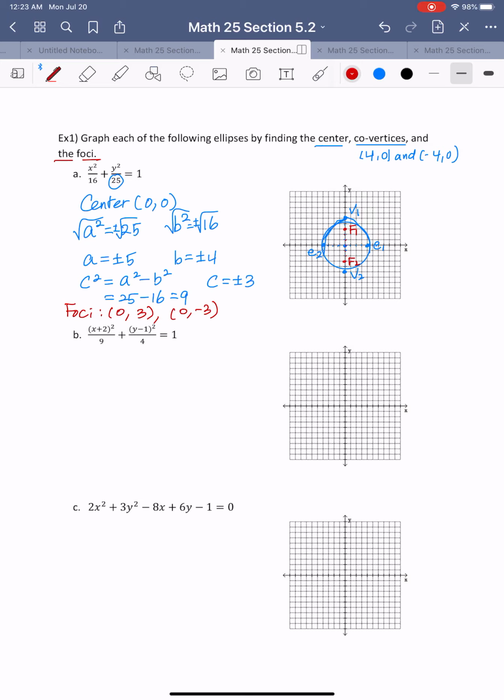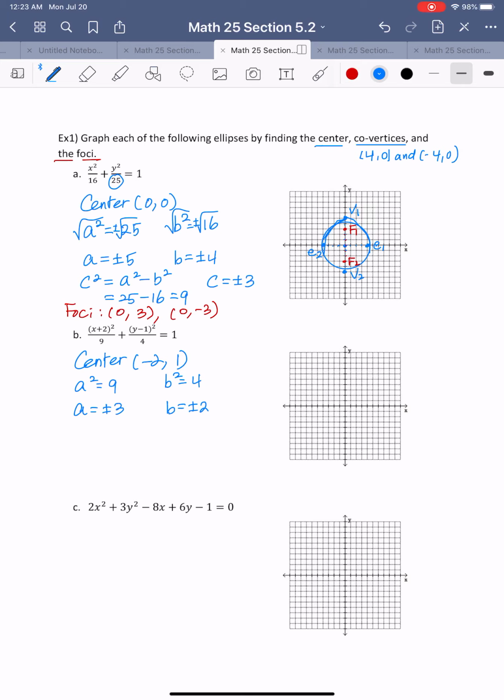All right, now the next one. The center is (negative 2, 1). And then for a squared, I have to say 9 this time, which means a is plus or minus 3, because 9 is bigger than 4. And b squared equals 4, which means b is plus or minus 2.